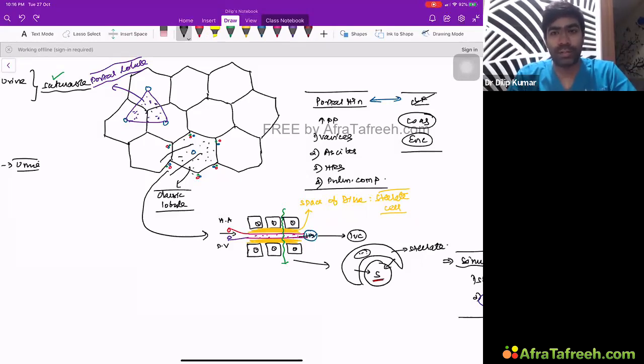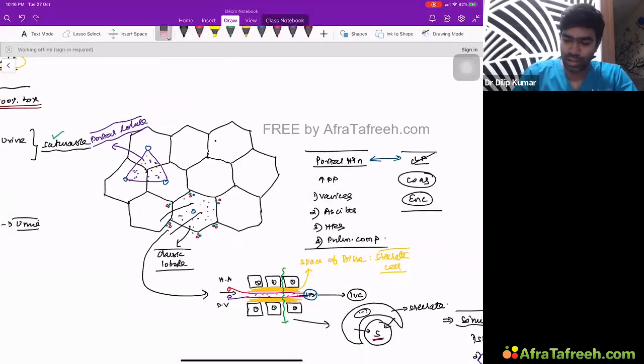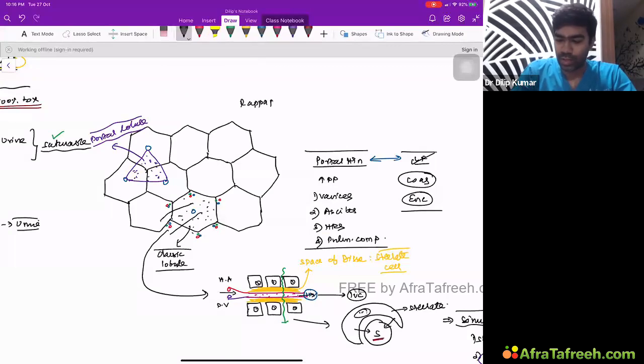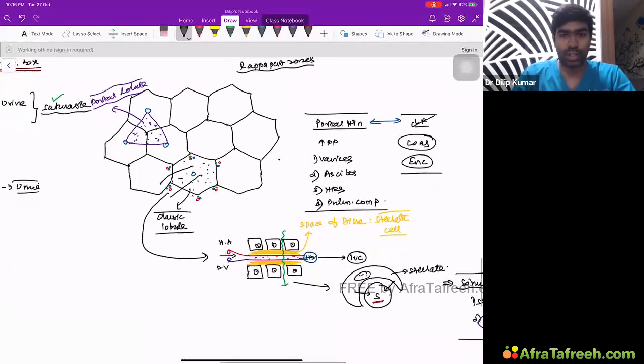Then we have another thing also, for example, you have these 3 zones, the histological zones. These are called Rappaport zones. So we need to know about that as well. What do you mean by Rappaport zones? So we have zone 1, zone 2, zone 3, different Rappaport zones.